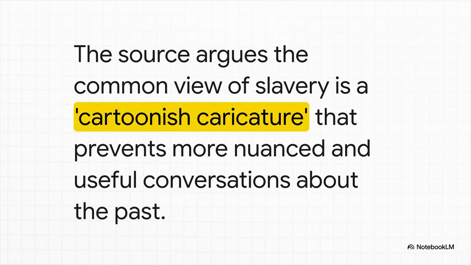Well, the source argues that to really get a handle on this history, we have to move past what it calls a cartoonish caricature. The thinking is that our common understanding has been boiled down to a simple good guys versus bad guys story, and that this actually stops us from having a more meaningful conversation about the past.